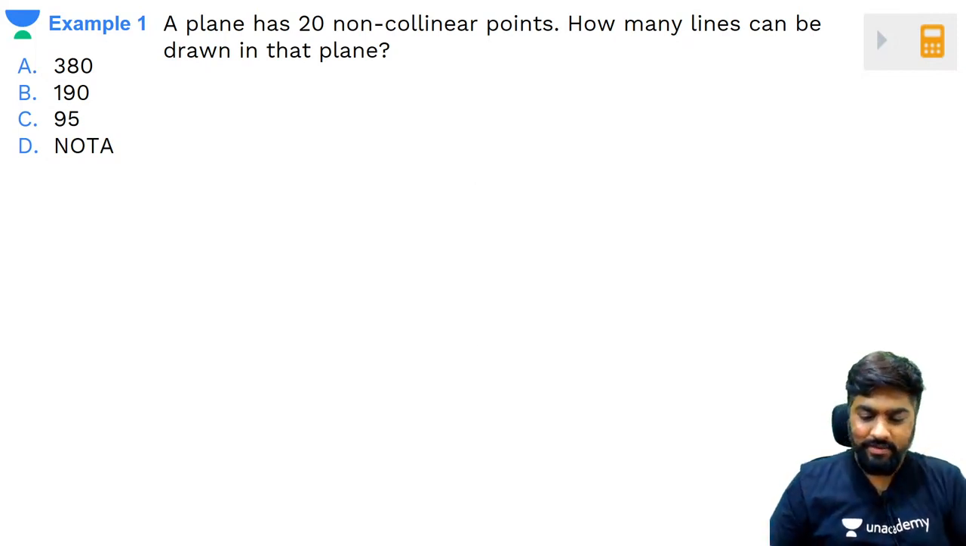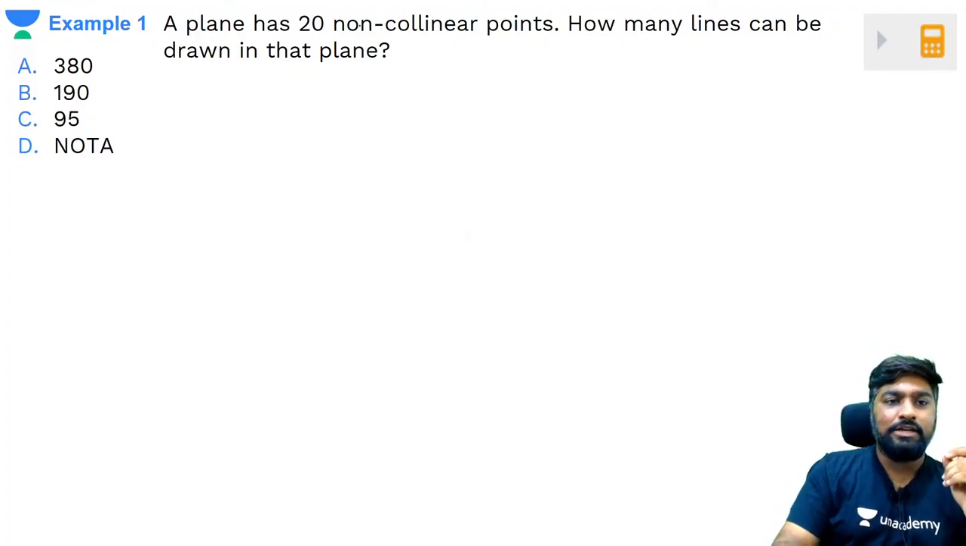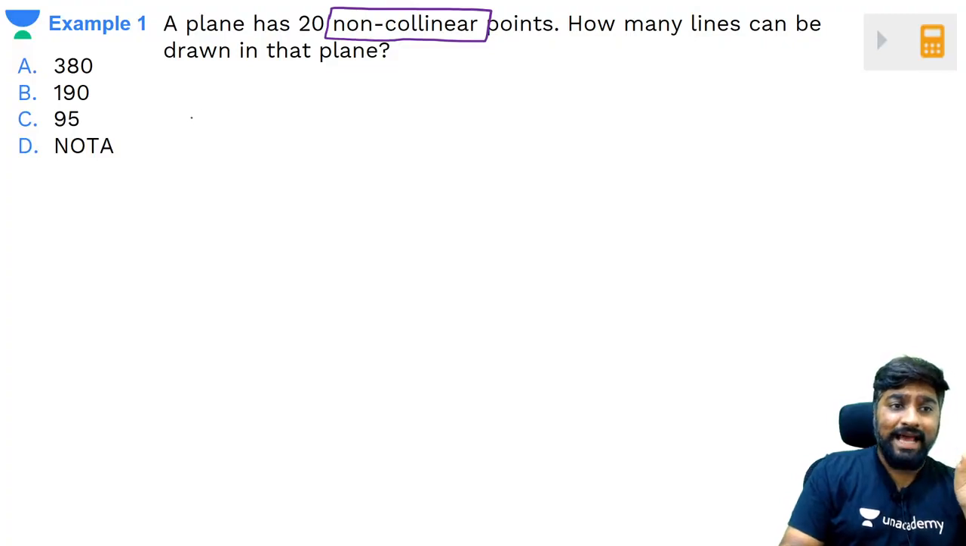Alright, so let's look at this question. They're saying a plane has 20 non-collinear points. What are non-collinear points? All 20 points will not lie on a straight line. Yes, collinear points are points that lie on a straight line.